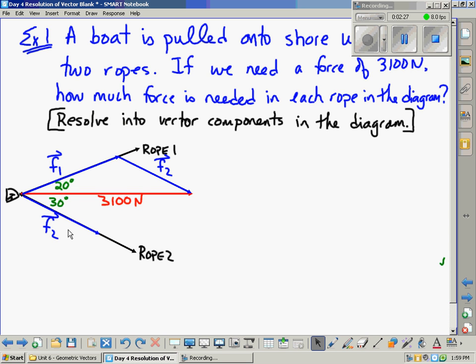But you'll see that this question is asking us what two forces do we need to result in the 3,100 newtons. This is actually very similar to the chandelier or the sign question where we had to find the tension in the two ropes. It's virtually exactly the same question, except we're now calling it resolving into vector components. So how much along rope 1, which we're calling F1, and how much along rope 2 is necessary to resolve into 3,100 newtons.